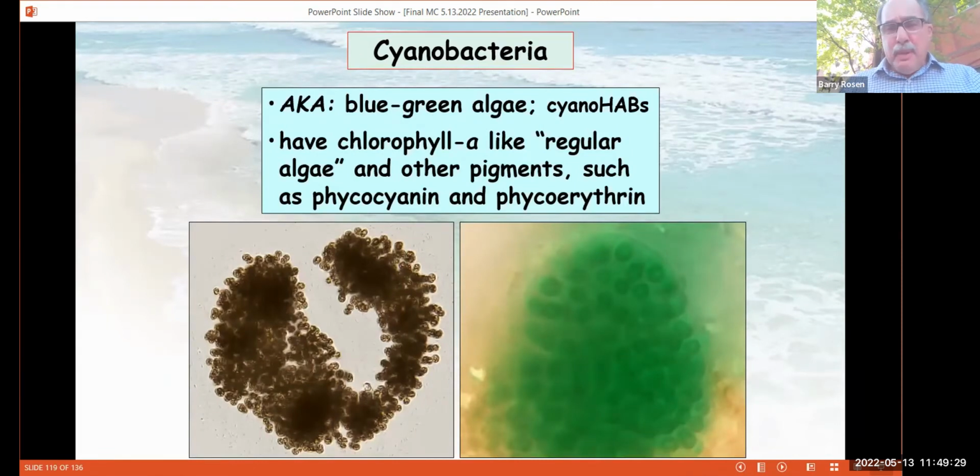They have a lot of pigments. They don't have just chlorophyll A, they have the phycocyanins. So hence you hear the blue-green algae part. They also have phycoerythrin, which is a reddish color. So whenever you see a bloom, and even under the microscope, they could look brownish because of the reddish color from the phycoerythrin mixing with the phycocyanin. And they have other pigments too, all there to capture sunlight. Next slide.